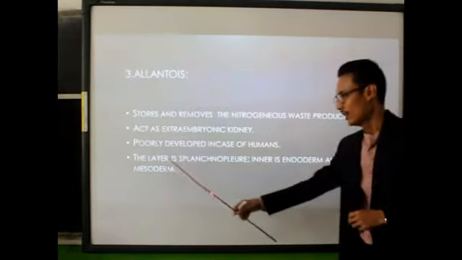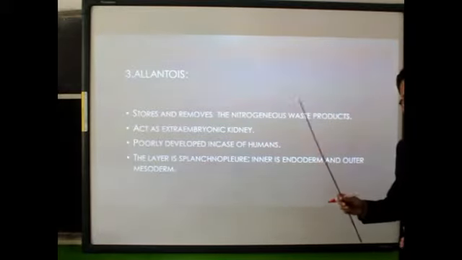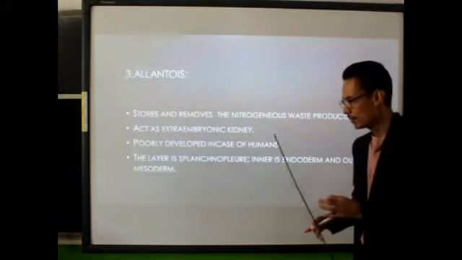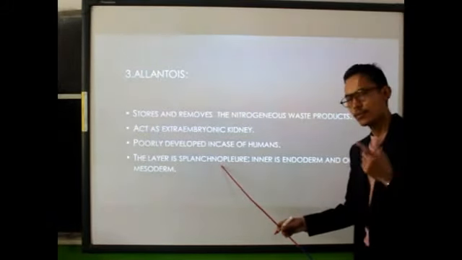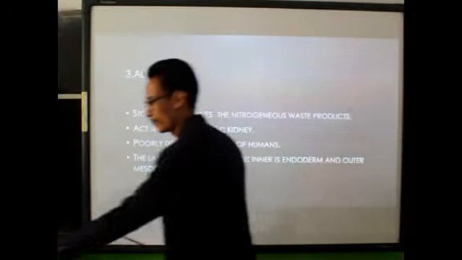Next one, the layer is splanchnopleure. In the inner part we will find the endoderm, and in the outer part we will find the mesoderm. So kindly remember the words. The layer can be splanchnopleure or it can be somatopleure. Clear? Remember these things.